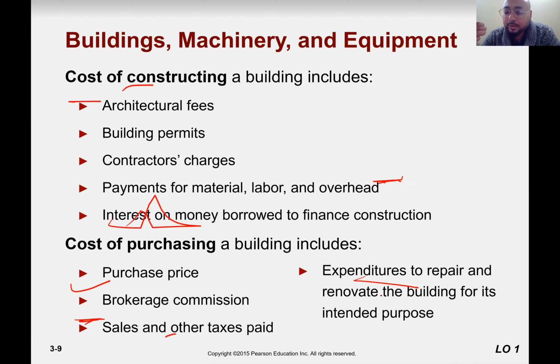And if you are constructing, then all the charges, map approval charges, construction charges, architectural fees, the design fees, raw material payment and all, on top of that, interest as well. If you are using your own money, then of course you are not paying interest, so this will not be included in the cost of construction. Otherwise, if you are taking a loan to construct the building, that interest is also added into the cost of the building. So why are we discussing that?